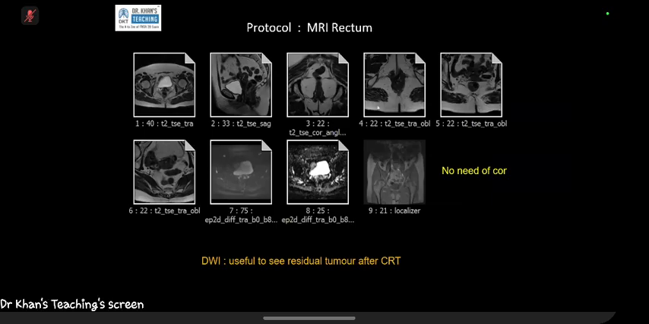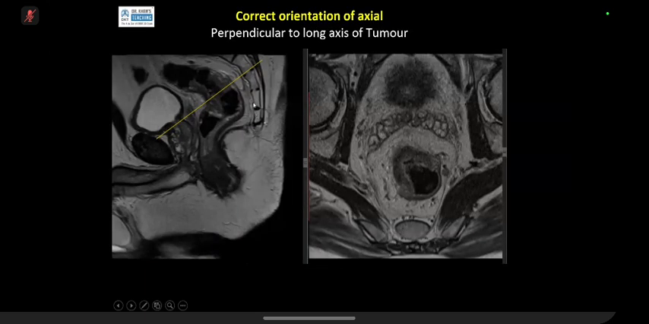Usually, we concentrate on T2 weighted sequences. There is some role of DWI. So this is one tumor. If you see this tumor, there is a lymph node here. Is this tumor going to the mesorectal fascia? No. So I will report it that this is a circumferential resection margin negative, right?